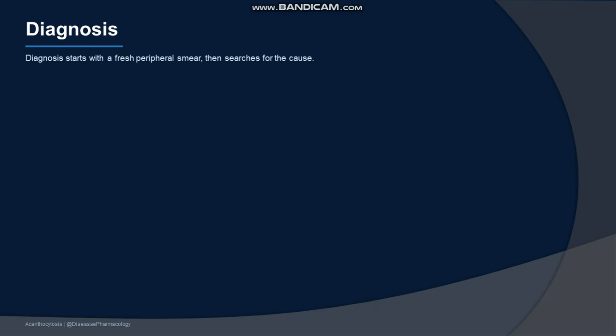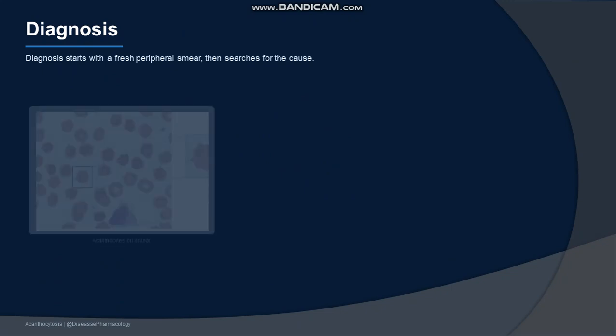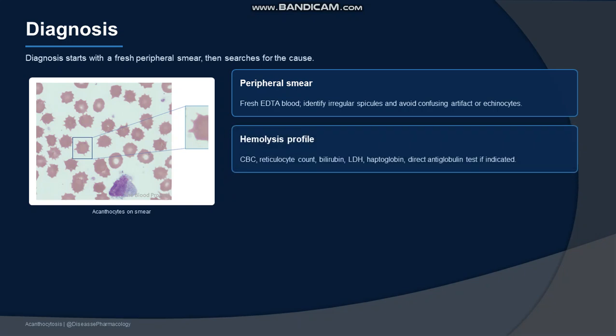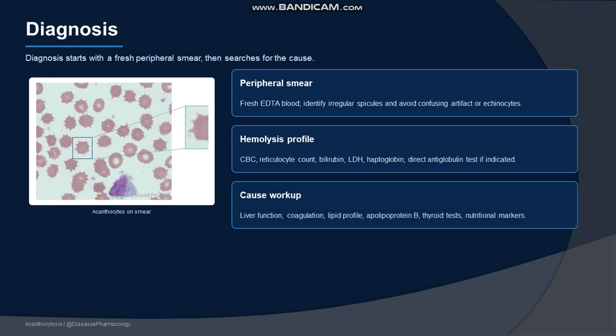Diagnostics start with a fresh peripheral smear. Peripheral smear, fresh EDTA blood, identifies irregular spicules and avoids confusing artifact with acanthocytes. Hemolysis profile, that is very important, can be measured or identified by CBC, reticulocyte count, bilirubin, LDH, haptoglobin, and others.